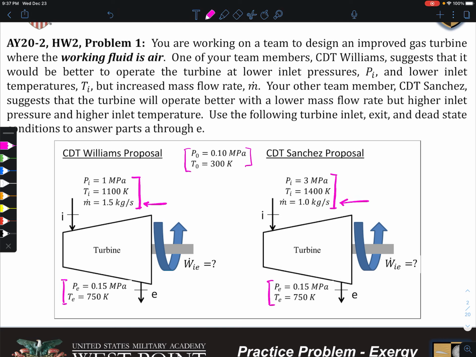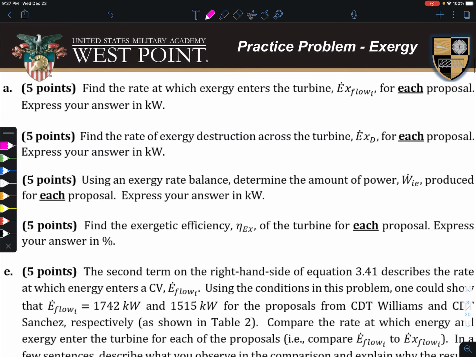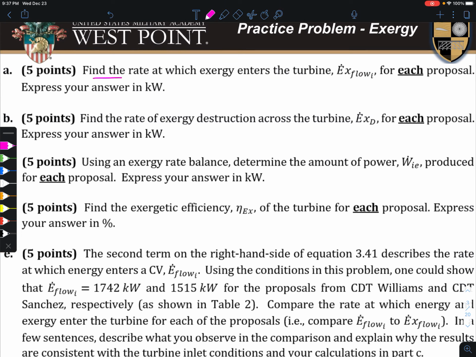And so you are tasked with analyzing these systems over a variety of questions. The first, part A, is find the rate at which exergy enters the turbine, exergy flow, for each proposal. Second, part B, is find the rate of exergy destruction, EXD. Notice that when we talk about rates of anything, we're talking about kilowatts, because it's the rate at which energy flows. Kilojoules per second would be a kilowatt.